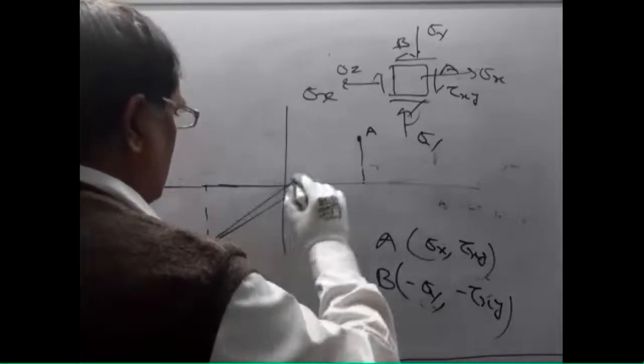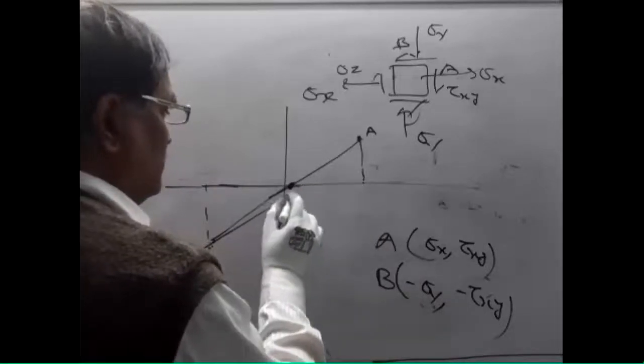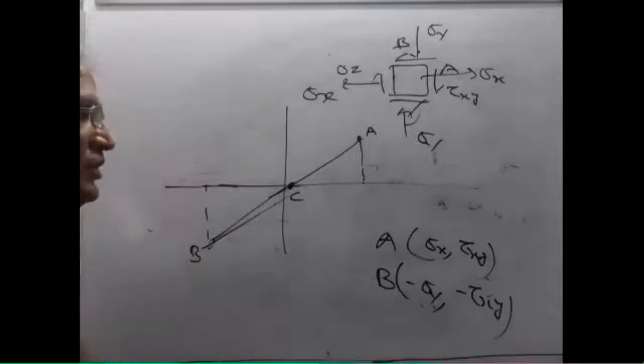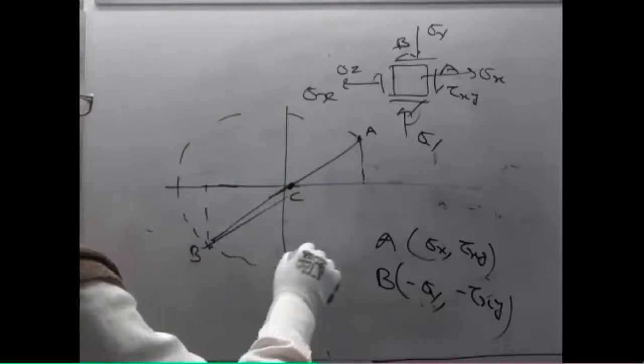Somewhere it will cut the x-axis. So this will be the C, basically the center. And now make the circle passing through A and B.